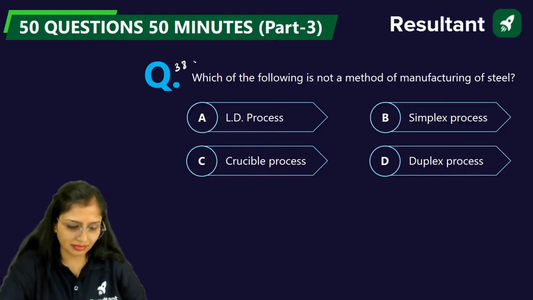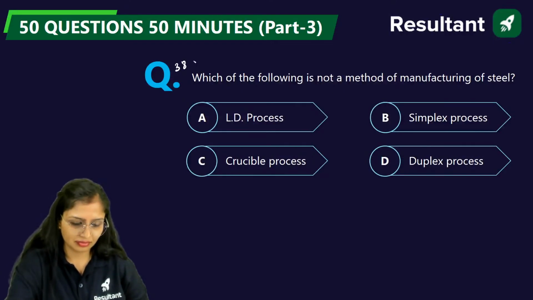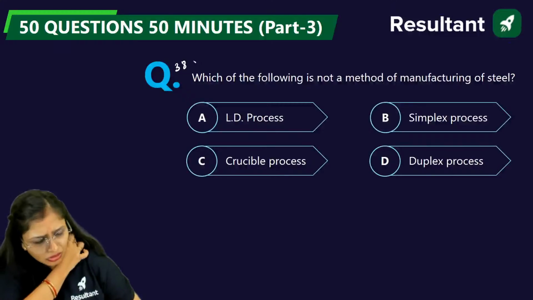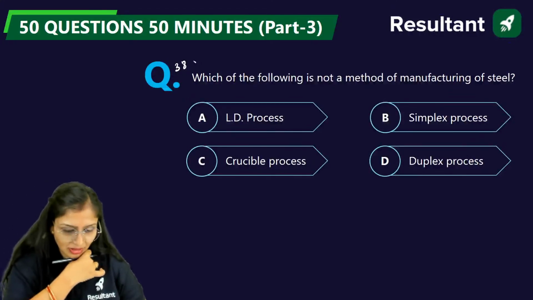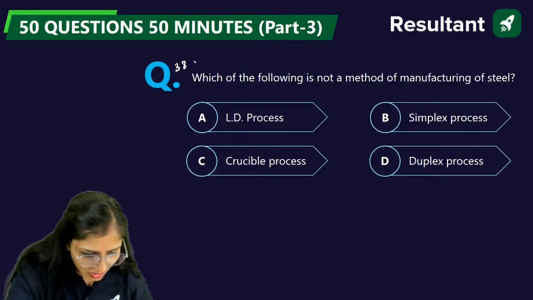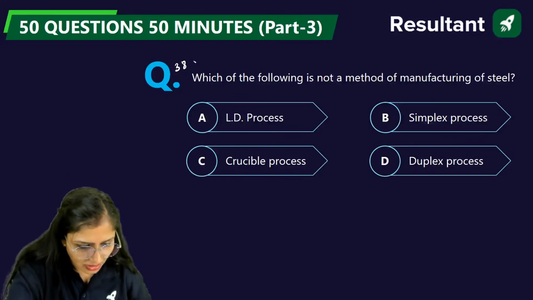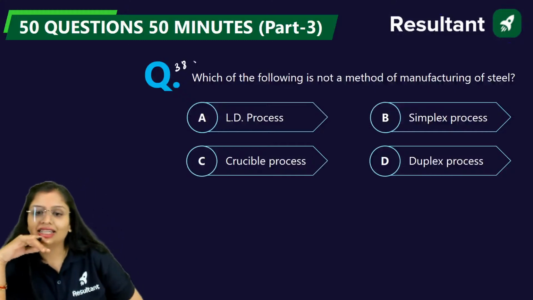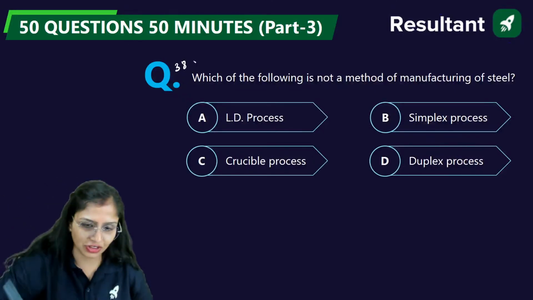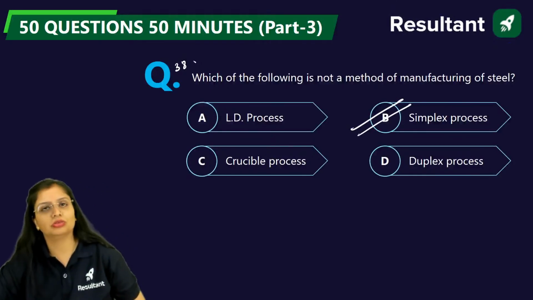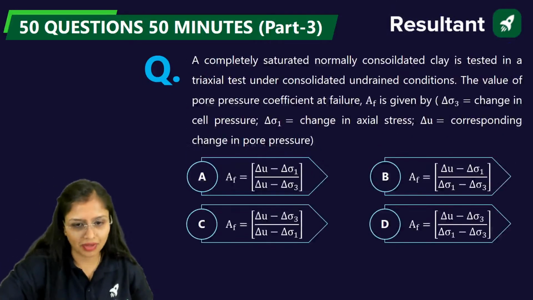Not a method. Crucible to hota hai yaar. Achha, see, you are telling me... I'm asking about 38. No lag yaar. That is simplex process. That is not a method of manufacturing of steel. So B. Okay, not 39.